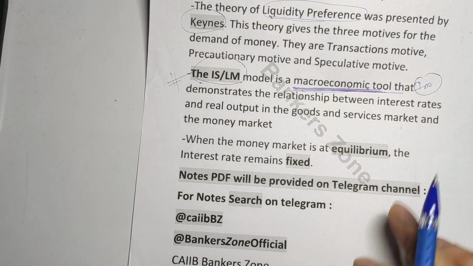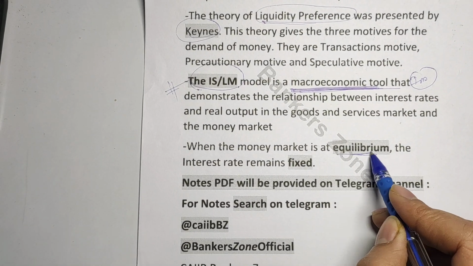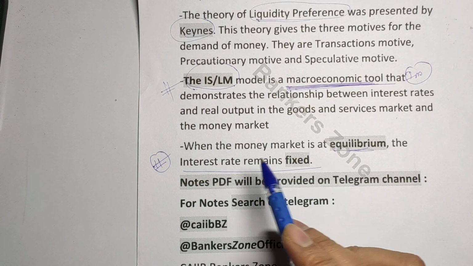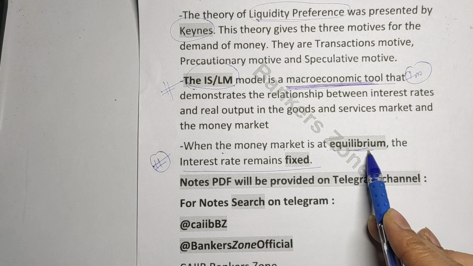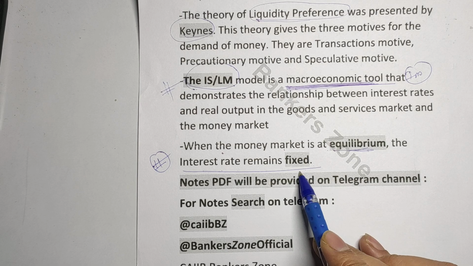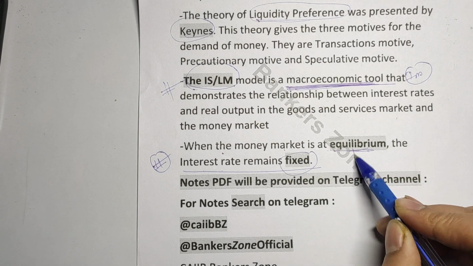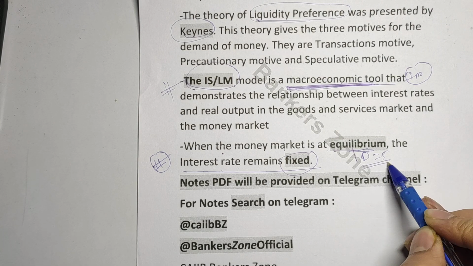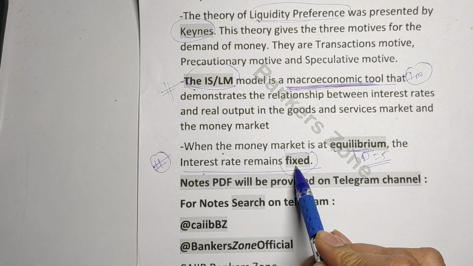And when the money market is at equilibrium, the rate of interest remains fixed. Remember, they may frame a question. When the money market is at equilibrium, will the rate of interest increase, decrease, or remain fixed? So the answer is fixed, because in an equilibrium, demand is equal to supply, therefore no changes. That's why the rate of interest will remain fixed.